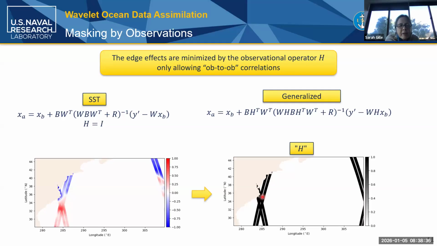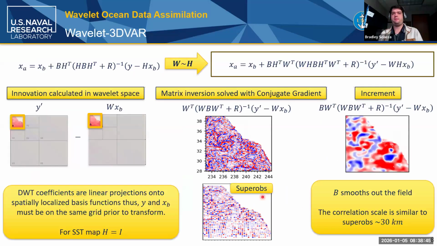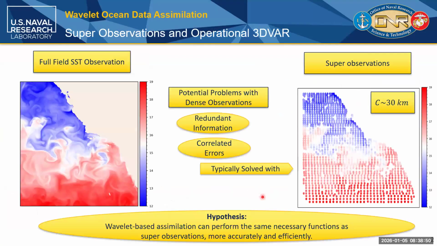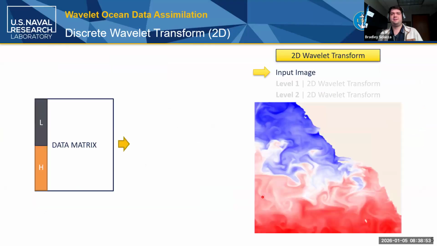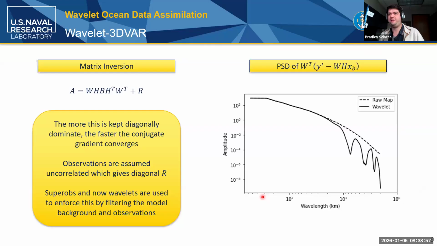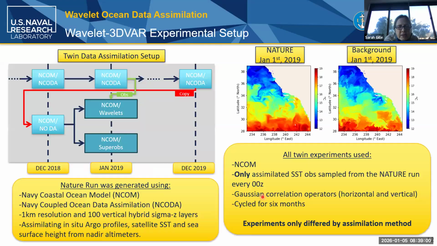Bradley, you showed a twin experiment, and if I understood, it was pre-SWOT. The SST one, yeah. I think SWOT was out at the time, but we started with SST because that seemed like the most straightforward way to prove that this works. This was a setup that I got from Joseph. He had a nature run, and I used that to perform the twin experiments.